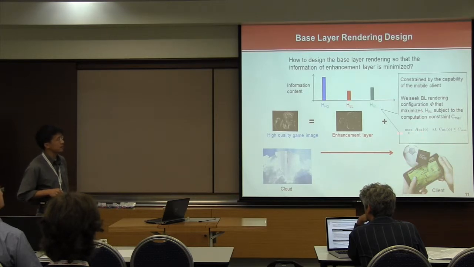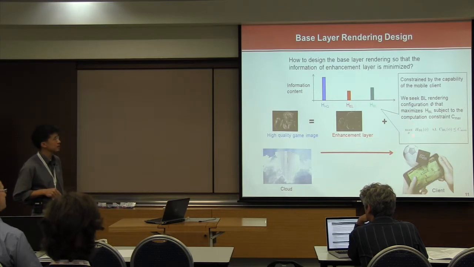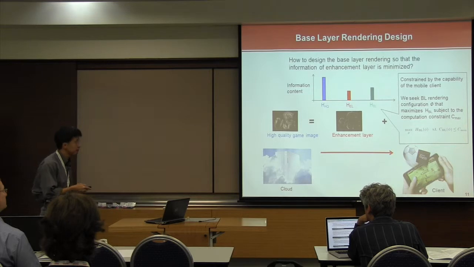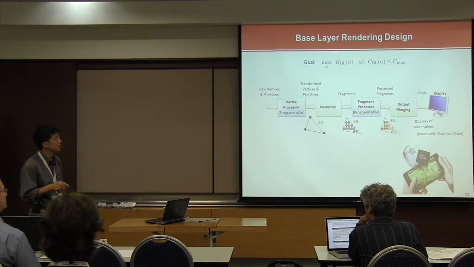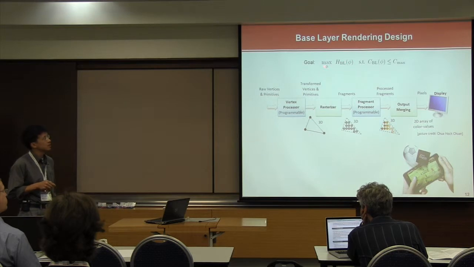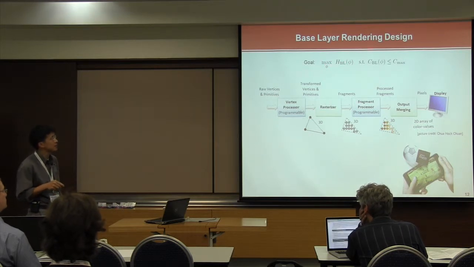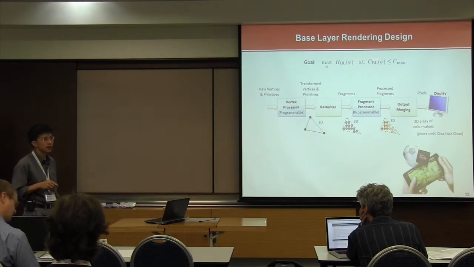And mathematically, this is what we try to do. We seek the base layer rendering configuration that can maximize the base layer information subject to the computation capability. So we have discussed the formulation for the base layer rendering design, and basically we try to maximize the base layer information. However, determining the rendering configuration that maximizes this objective is still quite complicated.